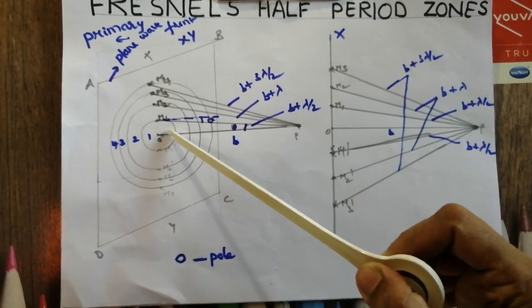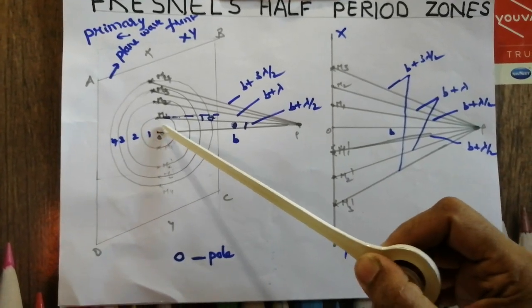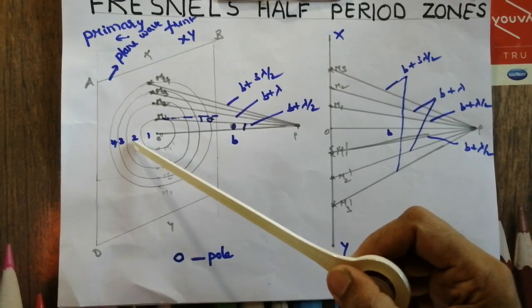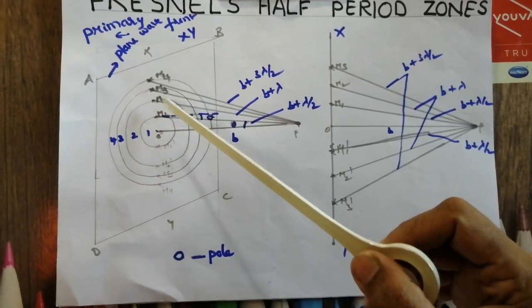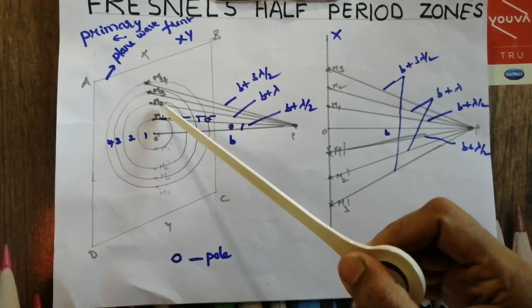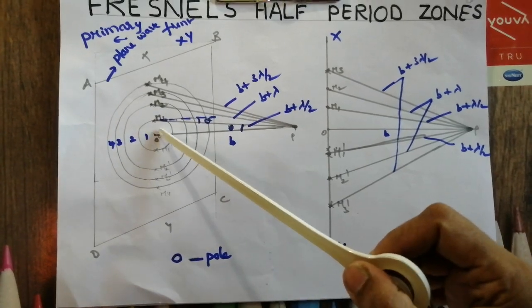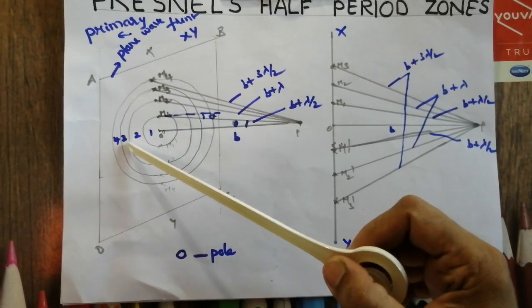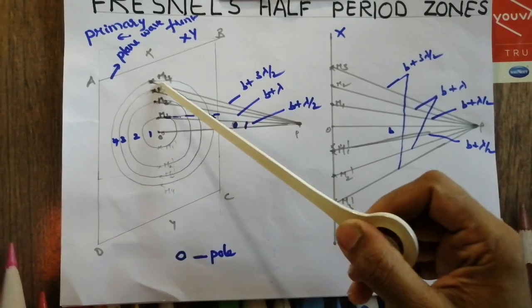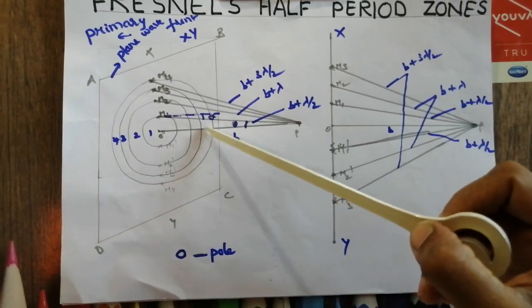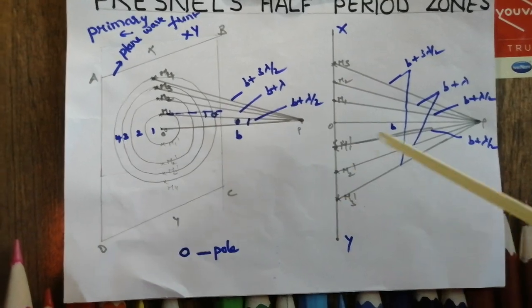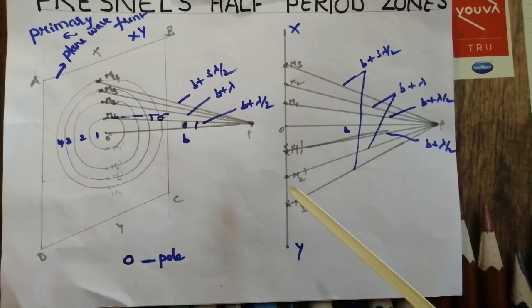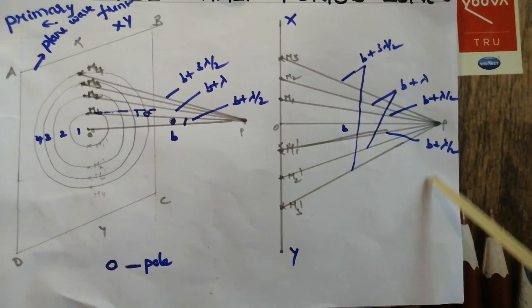The first circle is the first half period zone, and this annular region, that means the difference of area between the second circle and the first circle, is known as the second half period zone. This is the third half period zone. This is the fourth half period zone. We can show this in this way also.